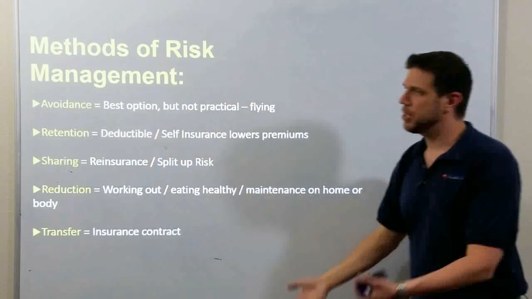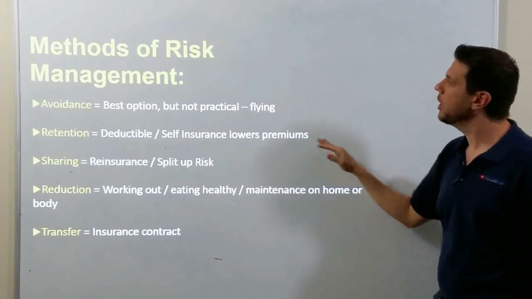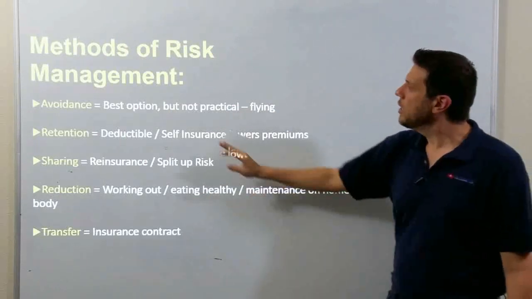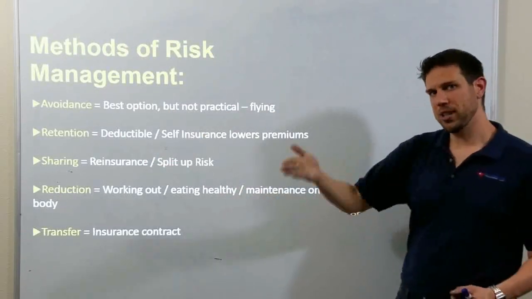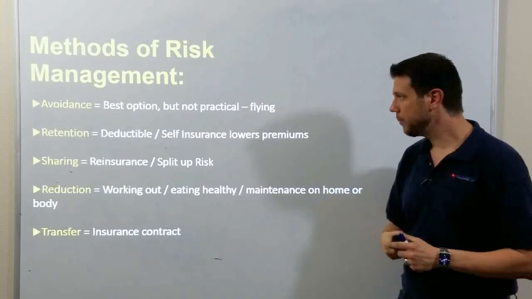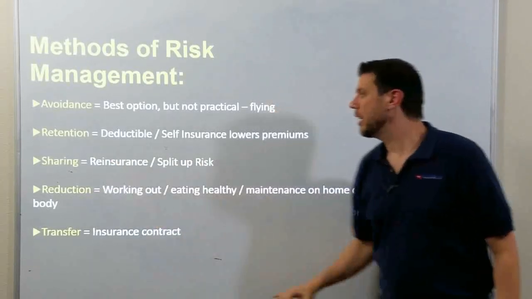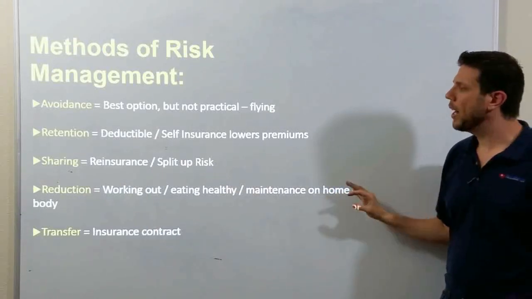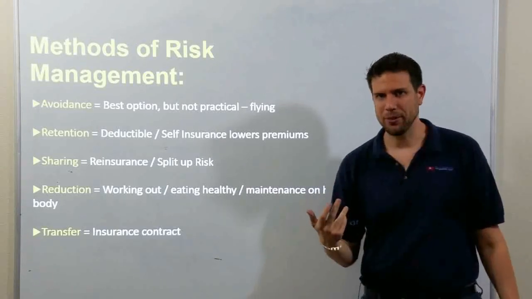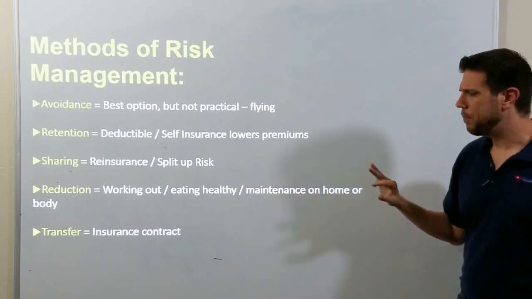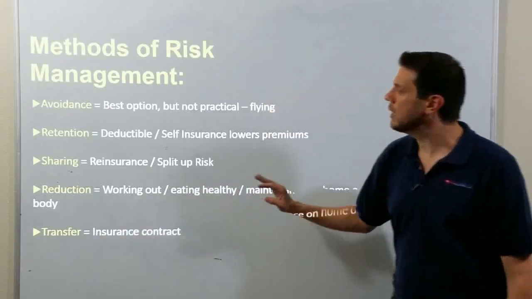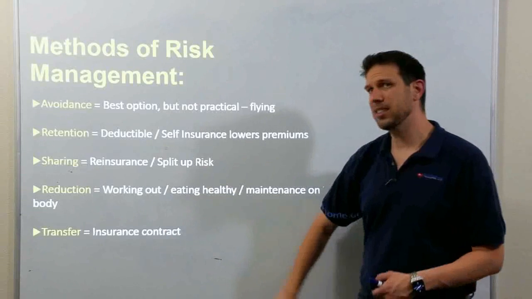Retention is when you retain some of the risk yourself. That's self-insuring. You get lower premiums if you have a higher deductible. Sharing is when you have multiple insurance companies. That was under the other insurance provision that we learned earlier. Reduction is like maintaining your home or body. Reduction is like checking up on your house every year. Putting in a burglar alarm. And then transfer of risk is insurance. Insurance is the transfer of risk.